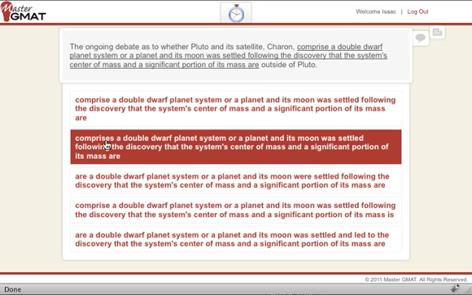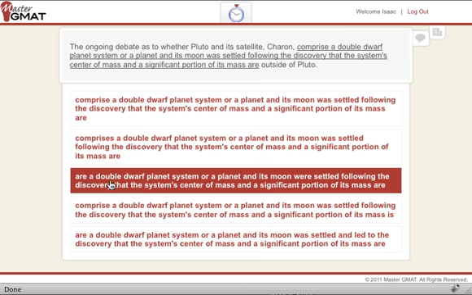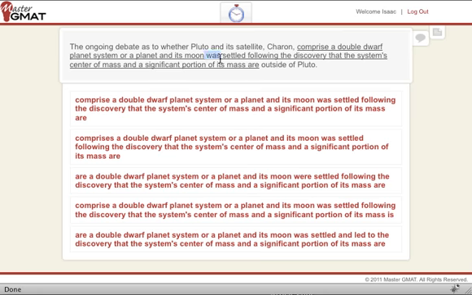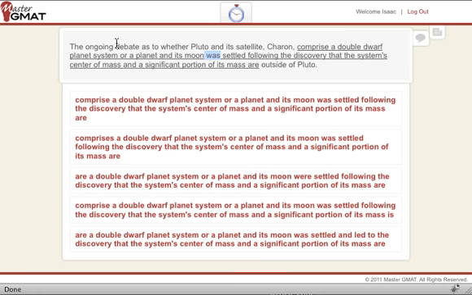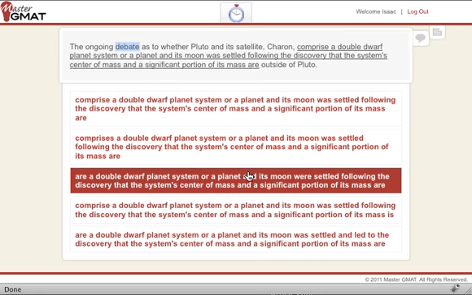So we get rid of B because of the comprises. Now you have here are, a double dwarf planet. Fine, that's okay. The are is plural. And we have the were settled versus was settled. So here's another difference and another verb in this case. What was settled? Was it the moon that was settled? That doesn't make much sense. It's not the planet and its moon that were settled. Okay, this is a trap. If you actually notice and ask the right questions, it is actually the ongoing debate that was settled. So be careful over here, because if it's the planet and its moon that were settled, we have a gross change of meaning over here. So we can get rid of C.